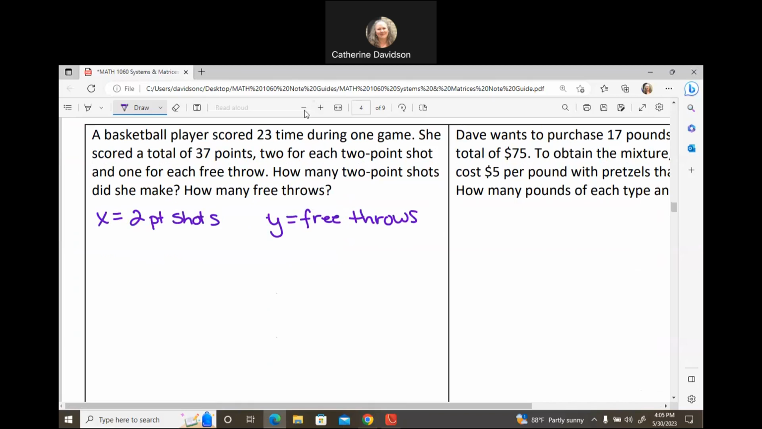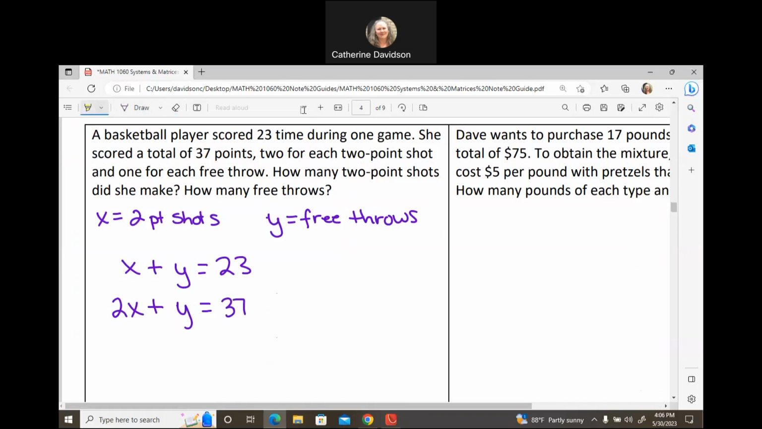Now she actually got the ball into the basket 23 times. So whether it was a 2-point shot or a free throw, she got that ball in there a total of 23 times. So the 2-point shots are worth 2 points. So it's 2 points times however many of those she made. Plus the free throws, they were just 1 point. So it's just Y because there's an understood 1. We just don't write it in. So it's 1 point for the free throws. And the total points she scored was 37. So we have a system.